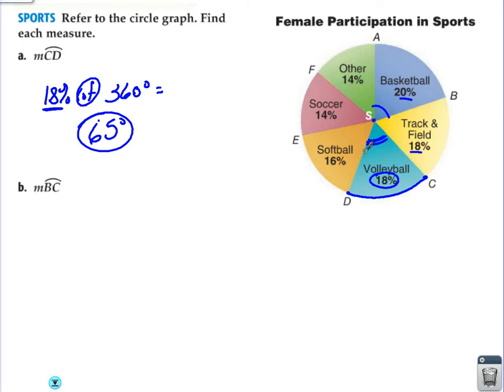Any questions? Measure of BC. Let's not work that again, right? What's the measure of arc BC? 65 degrees. It's also representing 18% of the circle, so 65 degrees as well. And if you found all those percentages, you can try it when you get home. If you do 16% of 360, you do 14% of 360, and you do it again, then you do 20% of 360, you've got all the angle measures. You should be able to add them back together and get that total 360 degrees.